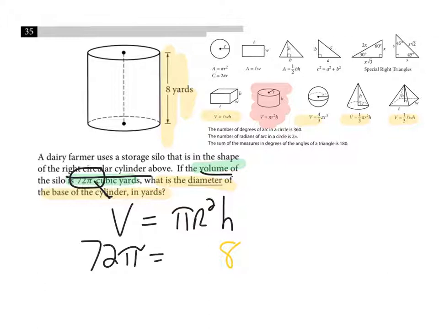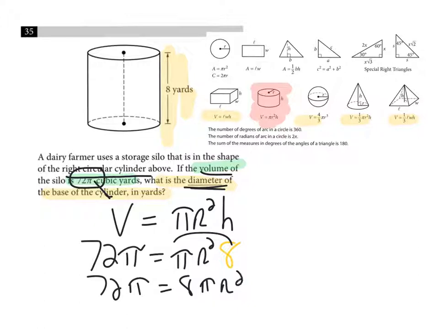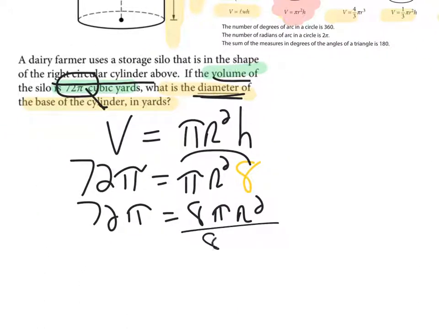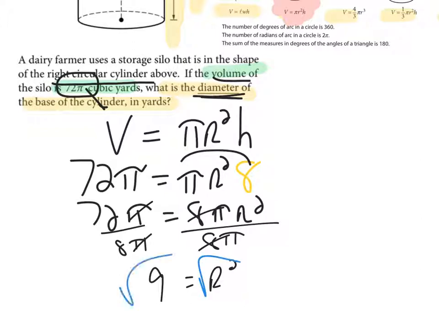The question asks, what is the diameter of the base of the cylinder? Well, the formula doesn't give you diameter, it gives you radius. So I'm going to solve for the radius. I have 72 pi equals 8 pi r squared. I'm going to divide both sides by 8 pi to give me r squared equals, the pi's cancel, 9. When I take the square root of both sides, I get r is equal to 3.